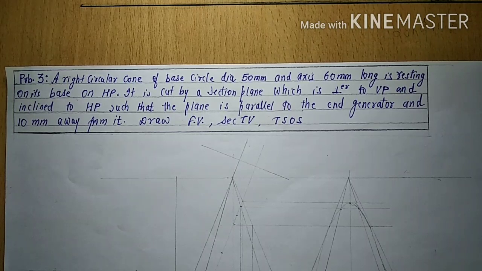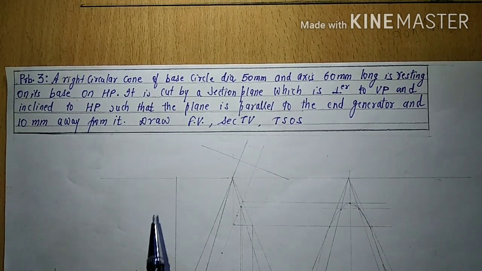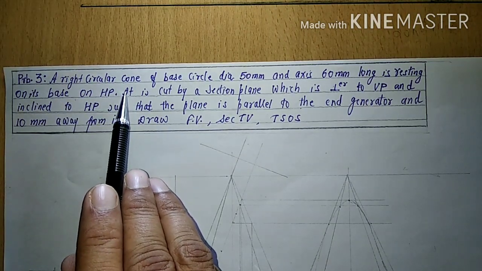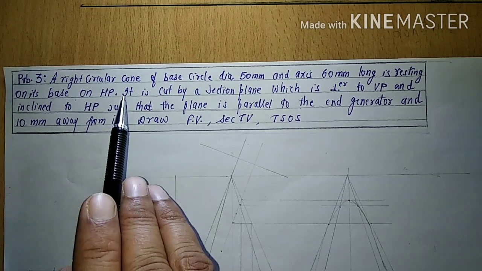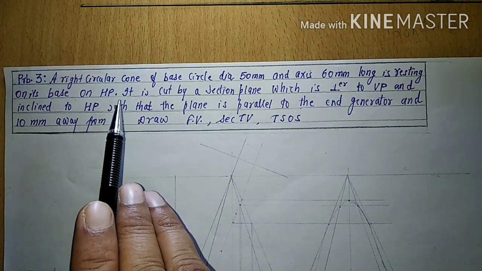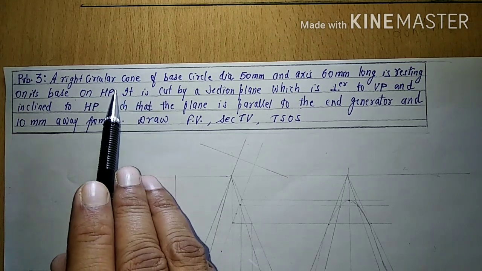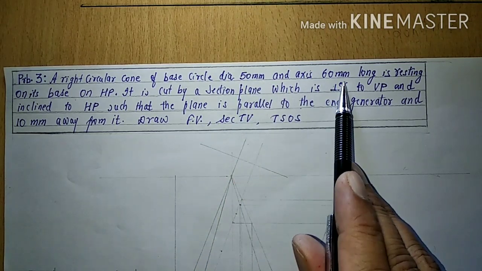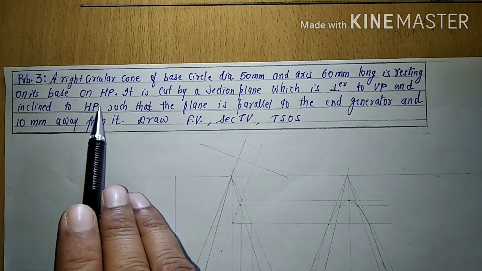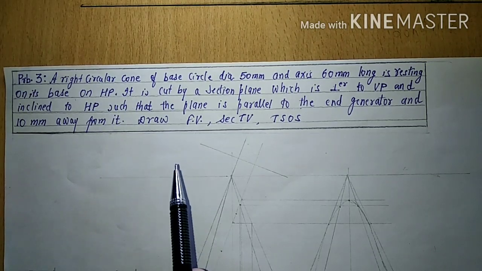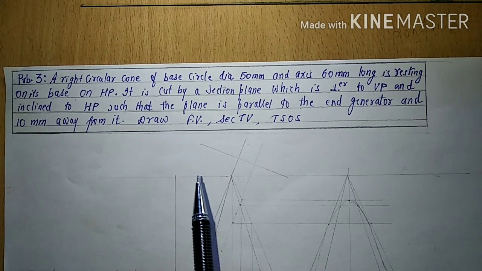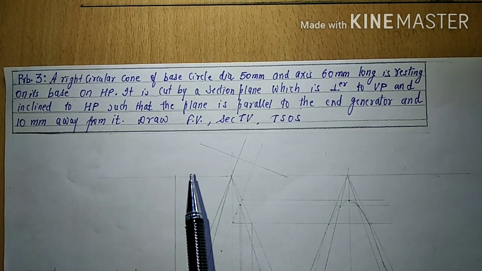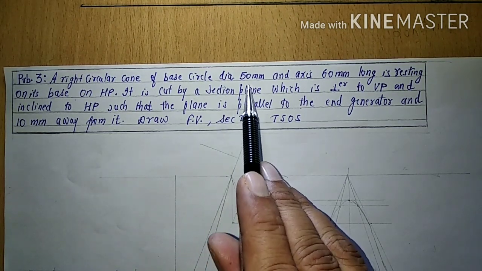As our usual practice, we will again read the statement to understand what should be the first stage. A right circular cone. So we will imagine first the shape of the object. It is a cone, base will be a circle and we will have an apex at the top. Diameter of the base is 50 mm and axis 60 mm long, resting on its base on HP. The moment we say base is resting on HP, that means this base, which will be circular in nature, can be seen from the top view. So we will start our problem from top view and we will draw a circle of 50 mm first.